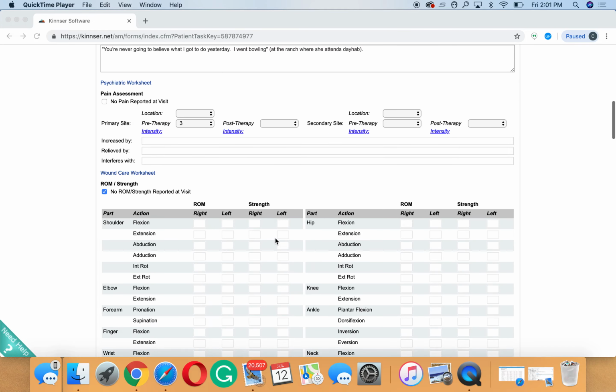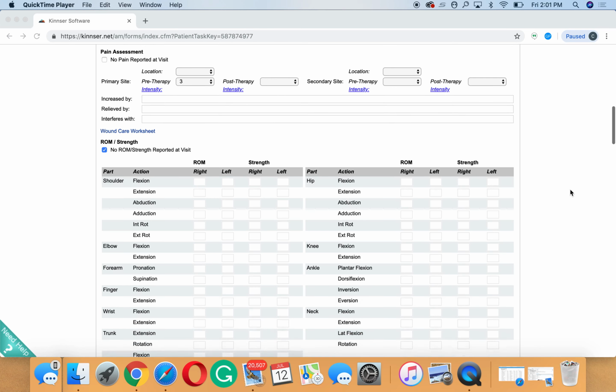Pain assessment, make sure you put where the pain is and what the pain level is. If not, click no pain reported. If there is pain, I haven't finished this note yet, obviously, but you do need to put what increases the pain, what relieves it, and what the pain interferes with, what functional activity.